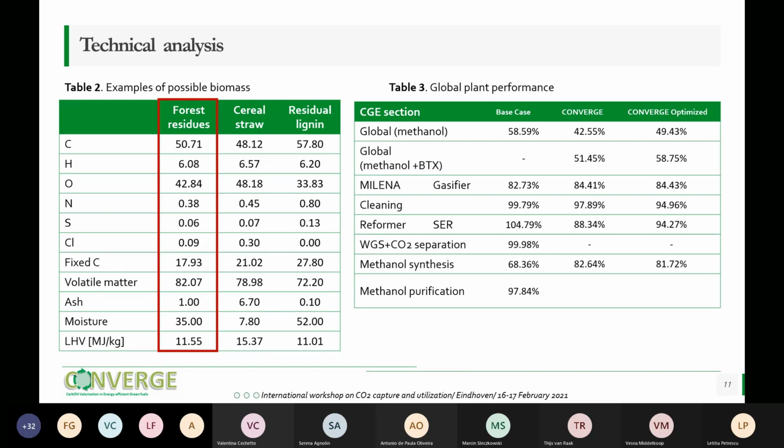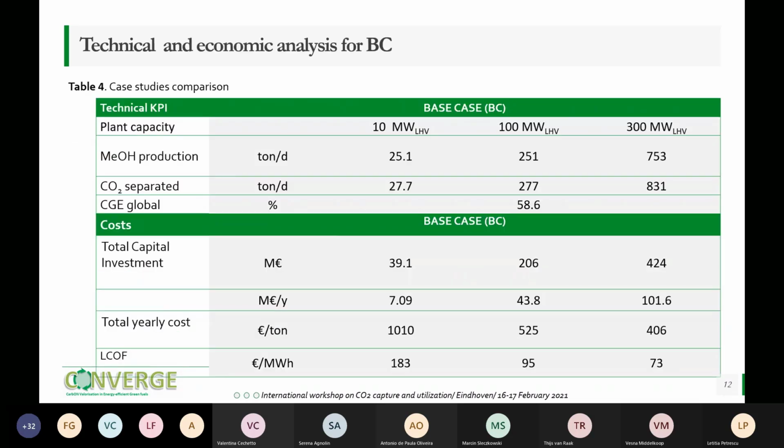As already mentioned, the methanol efficiency is increased in the membrane reactor. Even if the sorption enhanced reforming has a lower efficiency, it performs reforming and CO2 separation in a single step. So this is the good point of this technology. This base case was also investigated from the technical point of view, where we have considered 3 plant capacities, more exactly 10, 100, and 300 megawatts.